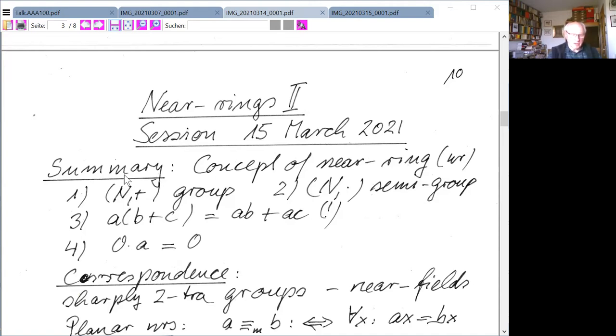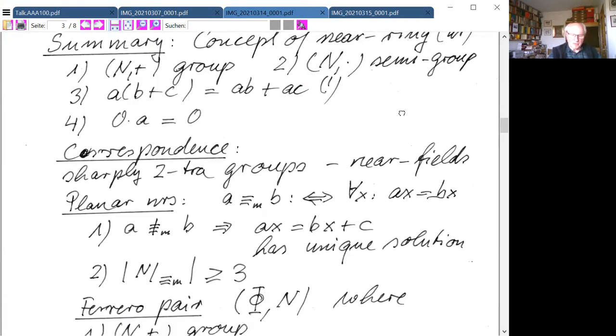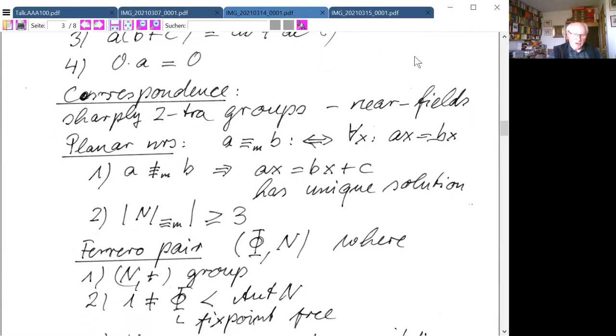Yeah, I just put together the concepts we had so far. I repeated the concept of a near-ring, and my point is that I have a different distributive law from last semester, and then we discussed the correspondence of sharply two-transitive groups with near-fields, and I put forward the concept of planar near-rings and of a Ferrero pair.